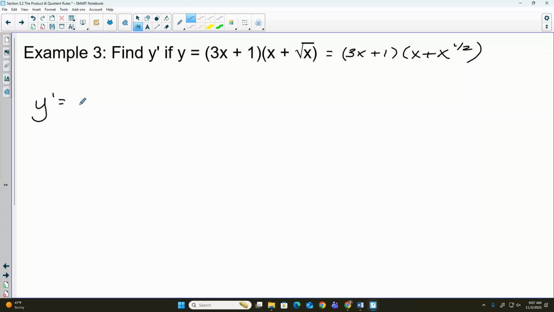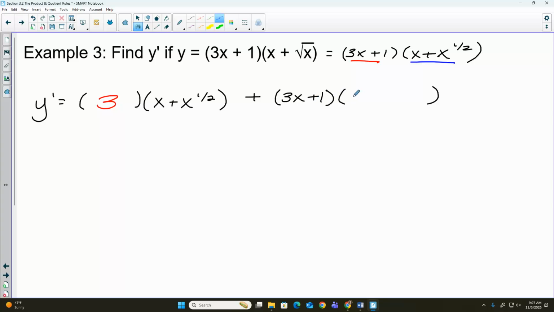So if I'm doing the derivative, what's the derivative of this first parenthesis? 3. And the second one stays the same. Plus, first parenthesis stays the same, times derivative of the second parenthesis. What's the derivative of x? Plus x to the 1/2, so the exponent will come down, and subtract 1 from the power.